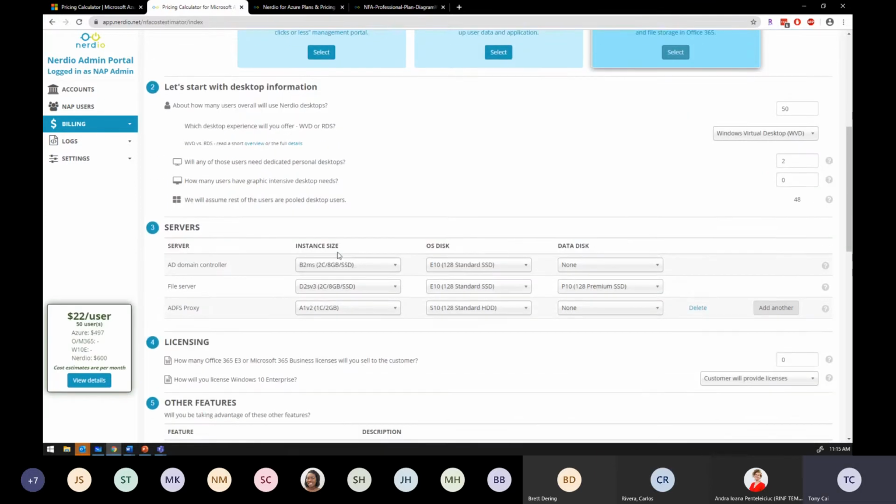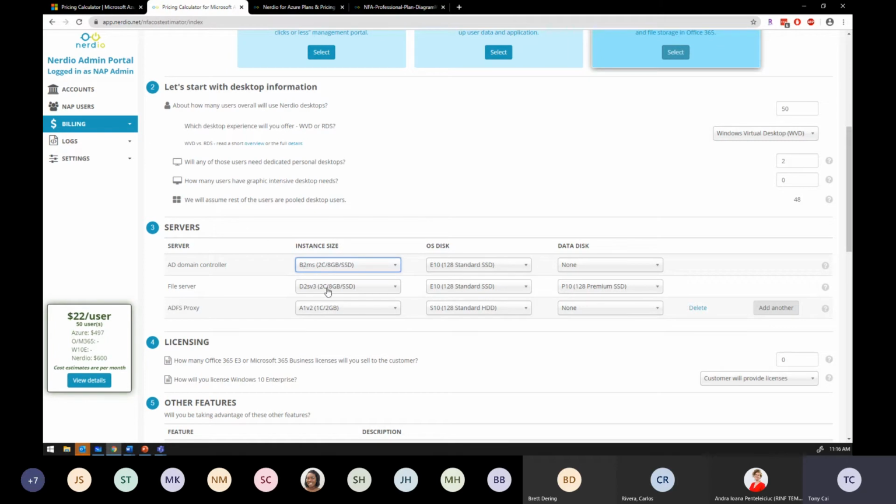So you come down to step 3, which is the server section, and you start specifying the sizes and disk properties for each server, right? So for Windows Virtual Desktop workloads, you still need a domain controller. So for 50 users, I'll use a 2-core 8 GB RAM domain controller. And the reason why I'm picking a B series is because the B series are used for light workloads, right? So this domain controller, most of the time, is going to be under 40% utilization. So we'll leave it at a B series 2-core 8 GB RAM machine.